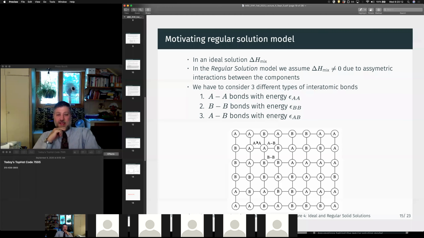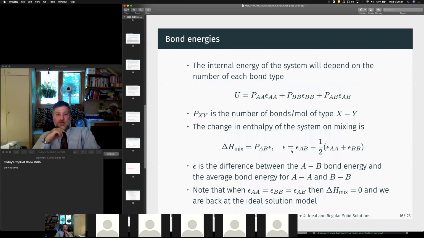What we're going to say is that these bond energies are not exactly equal to each other, right? The epsilons here are our bond energies, but they're pretty dang close. They're close enough that it's not going to mess with the number or the distribution of our bonds too much, right? So this is basically just what I said, right? The internal energy of our system is going to depend on the number of bonds of each type that we have, right?